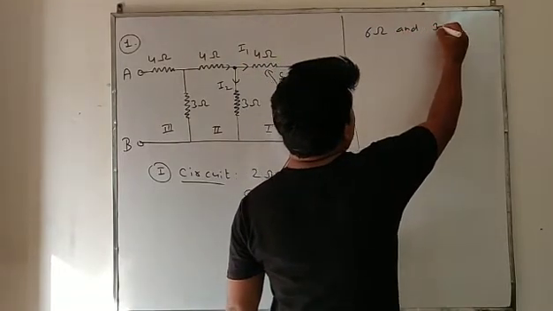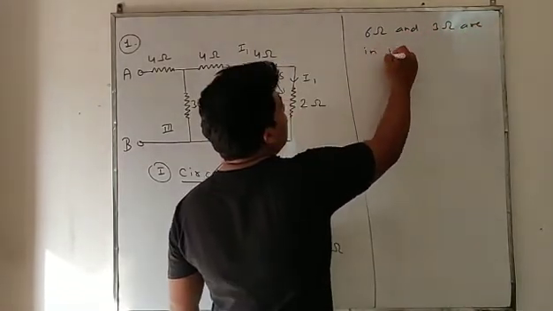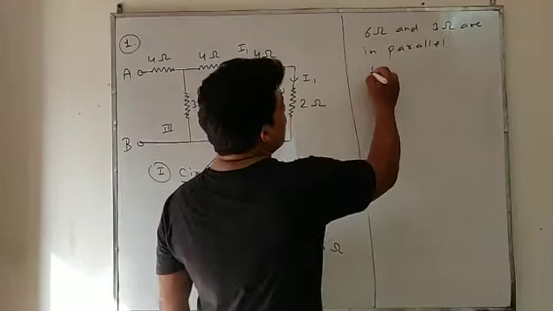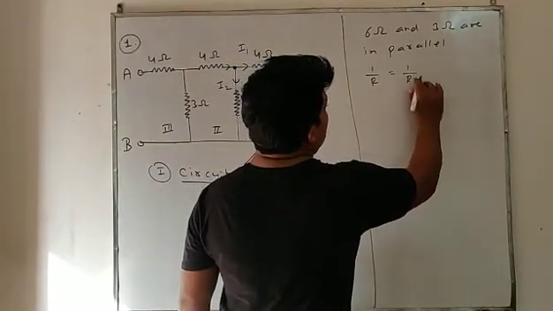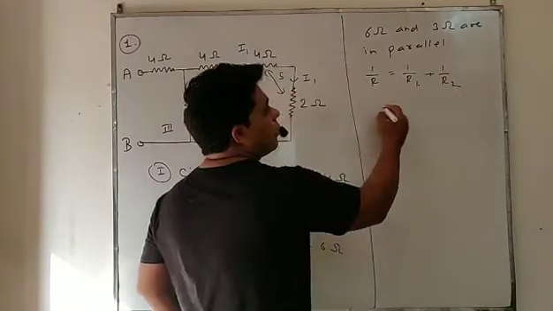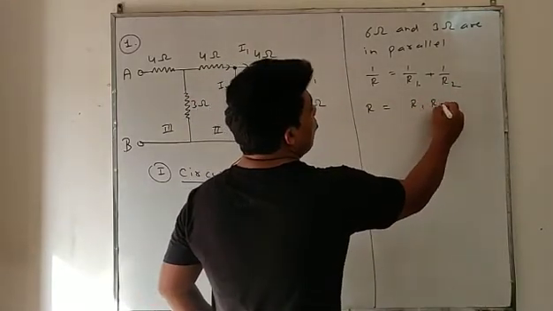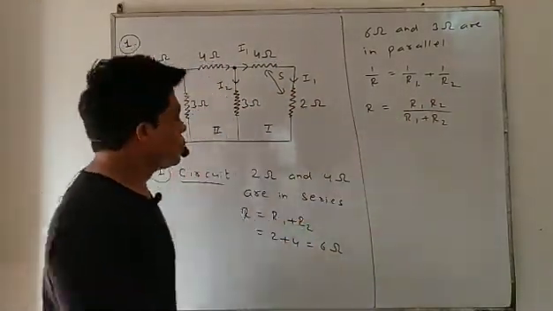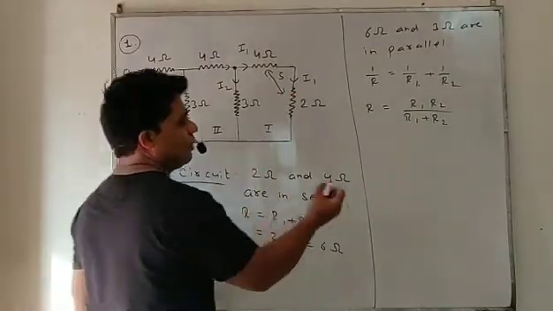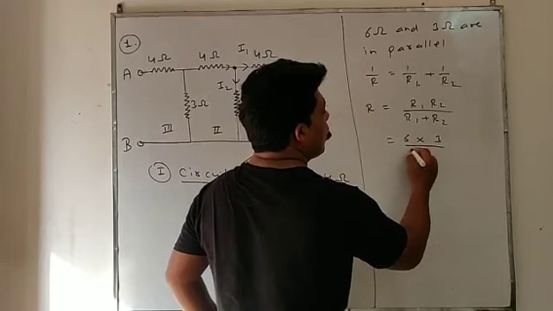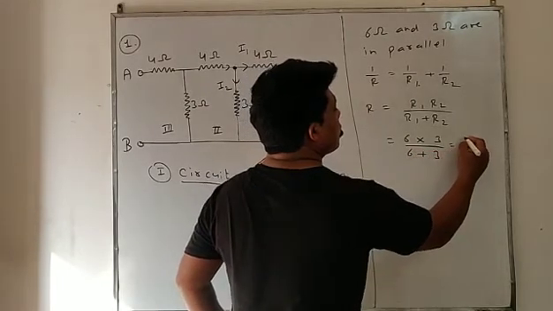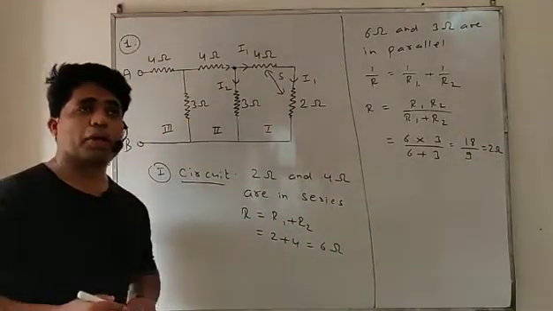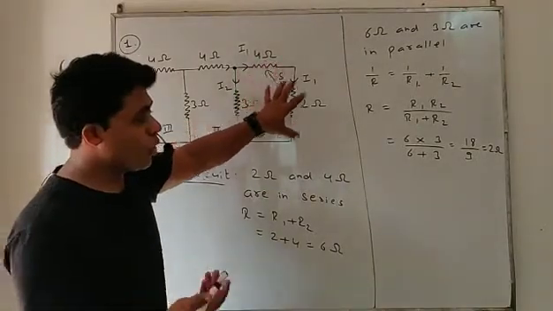6 ohm and 3 ohm are in parallel, and we know that in parallel combination, the equivalent resistance is given by 1 upon R equals 1 upon R1 plus 1 upon R2. When we solve, we can write it this way also: R1 R2 divided by R1 plus R2, when we take LCM on the reciprocal. So these two become 6 and 3: 6 into 3 over 6 plus 3, which is 18 by 9, so it comes as 2. So the total resistance of the first circuit we got as 2 ohm.